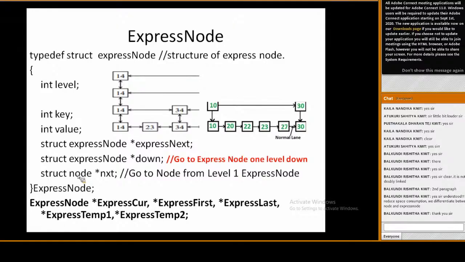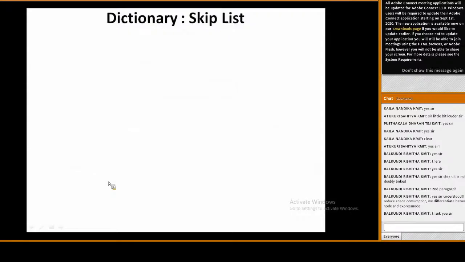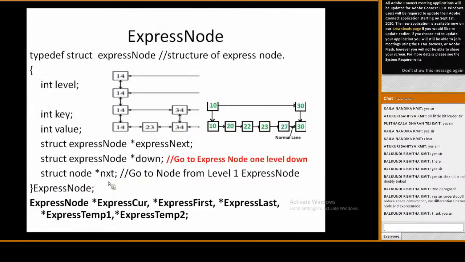So one pointer is meant to go horizontally in the same level. The second, express node down, is to come one level down in the express node. And the next is meant for coming from level 1 to the normal lane.